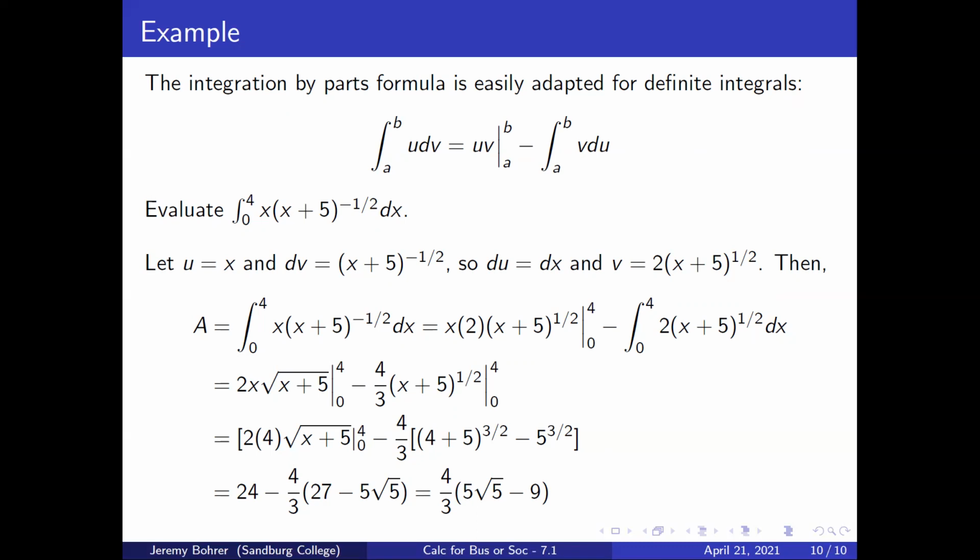That should have been 4/3 (x+5)^(3/2), not to the 1/2. That gives us 2 times 4 times the square root of x+5 evaluated between 0 and 4 minus 4/3 times (x+5)^(3/2). That is 2 times 4 times the square root of 4+5 minus 4/3 times (4+5)^(3/2) minus 5^(3/2), which is equal to 24 minus 4/3 times (27 - 5√5), which equals 4/3 times (5√5 - 9).